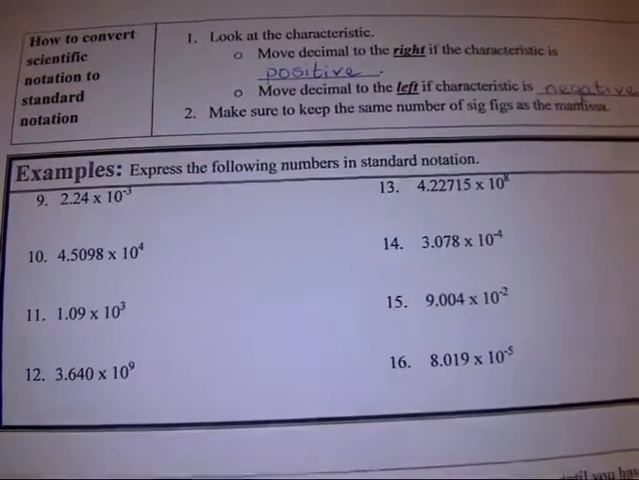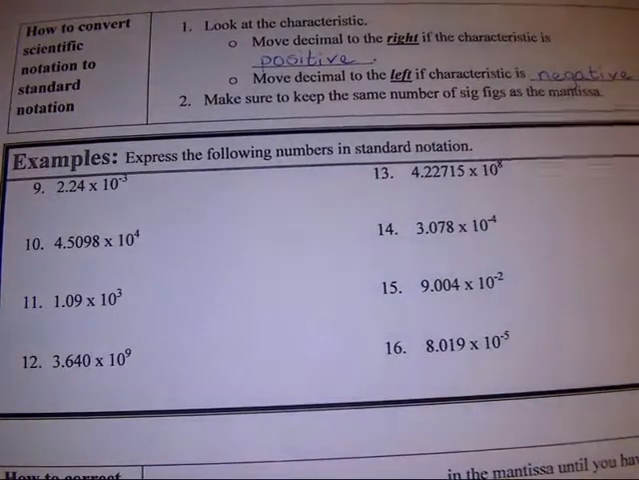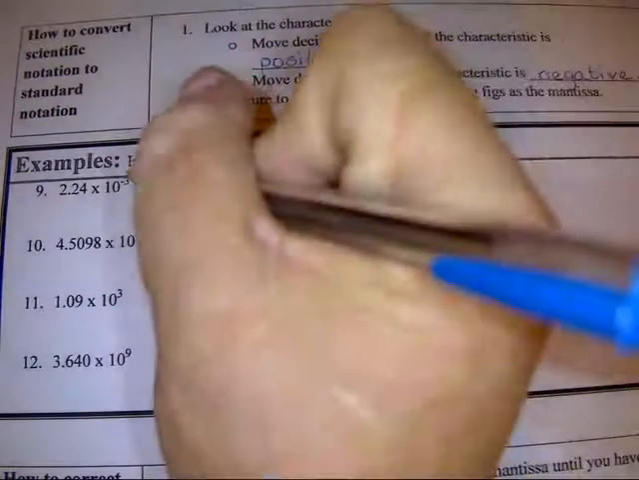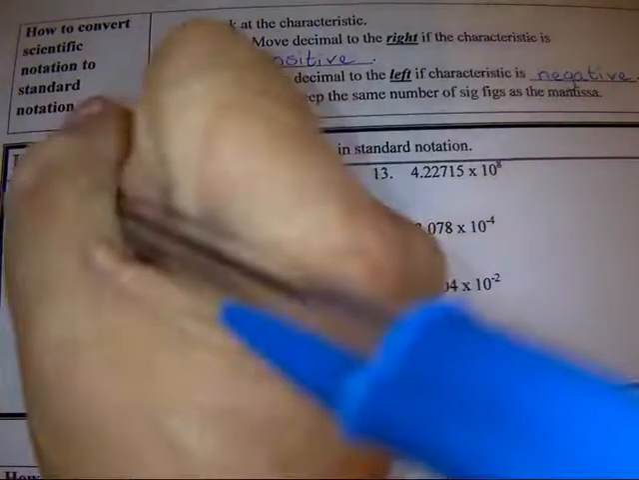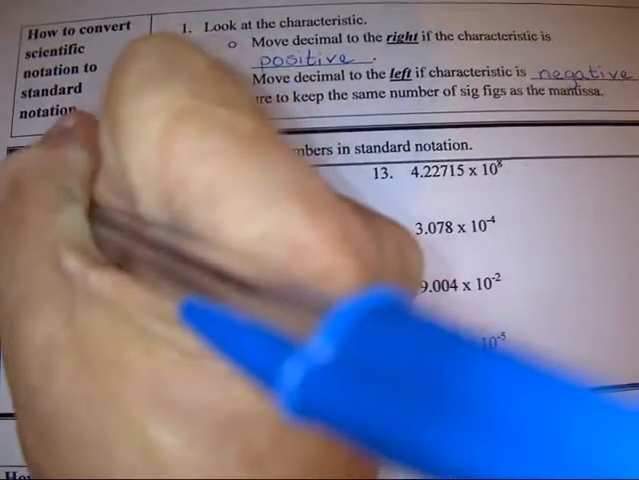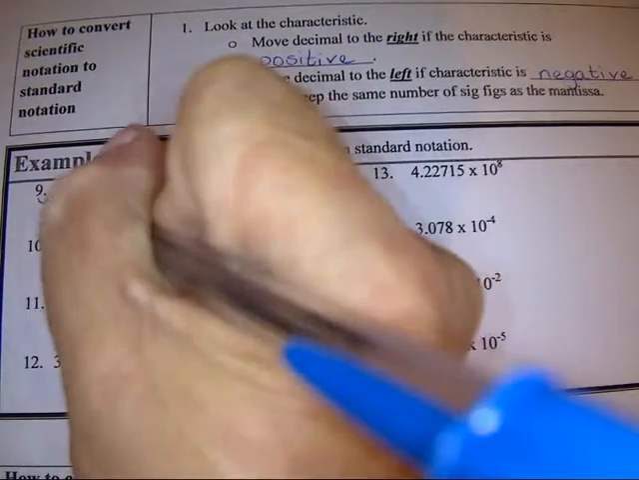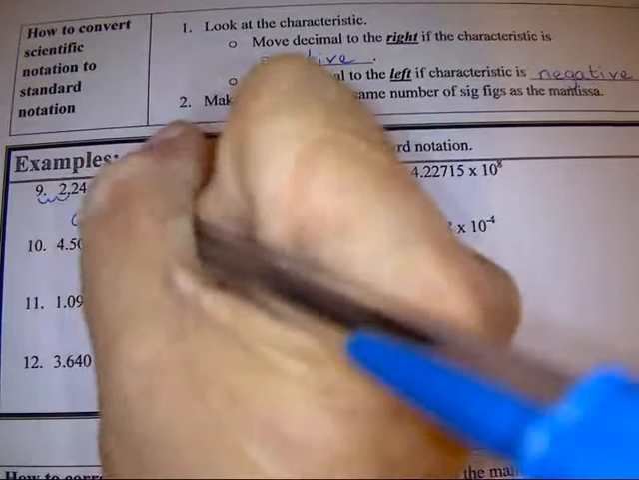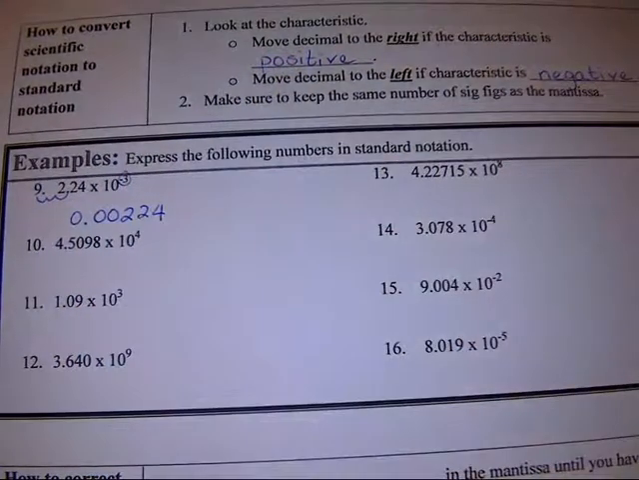So looking at examples, number 9, 2.24 times 10 to the negative 3 power. This negative 3 tells me to move the decimal to the left 3 places. So we're going to do this. 1, 2, 3. That means I'm going to have 2 zeros in front of the original 2. So it'll be 0.00224.